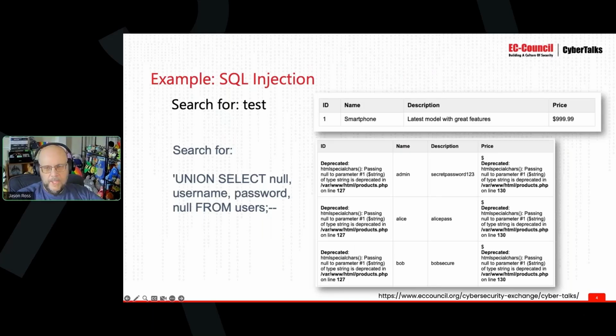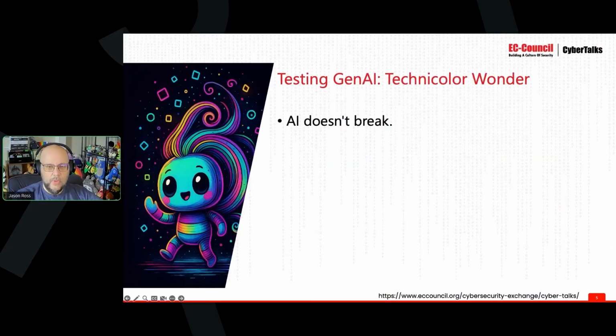So what's different about testing AI? You go from a black and white world to a whole wonderful world full of nuance and color, where everything is squishy and muddy and murky, and nuance matters greatly. The other thing is AI doesn't really break, it behaves, right?